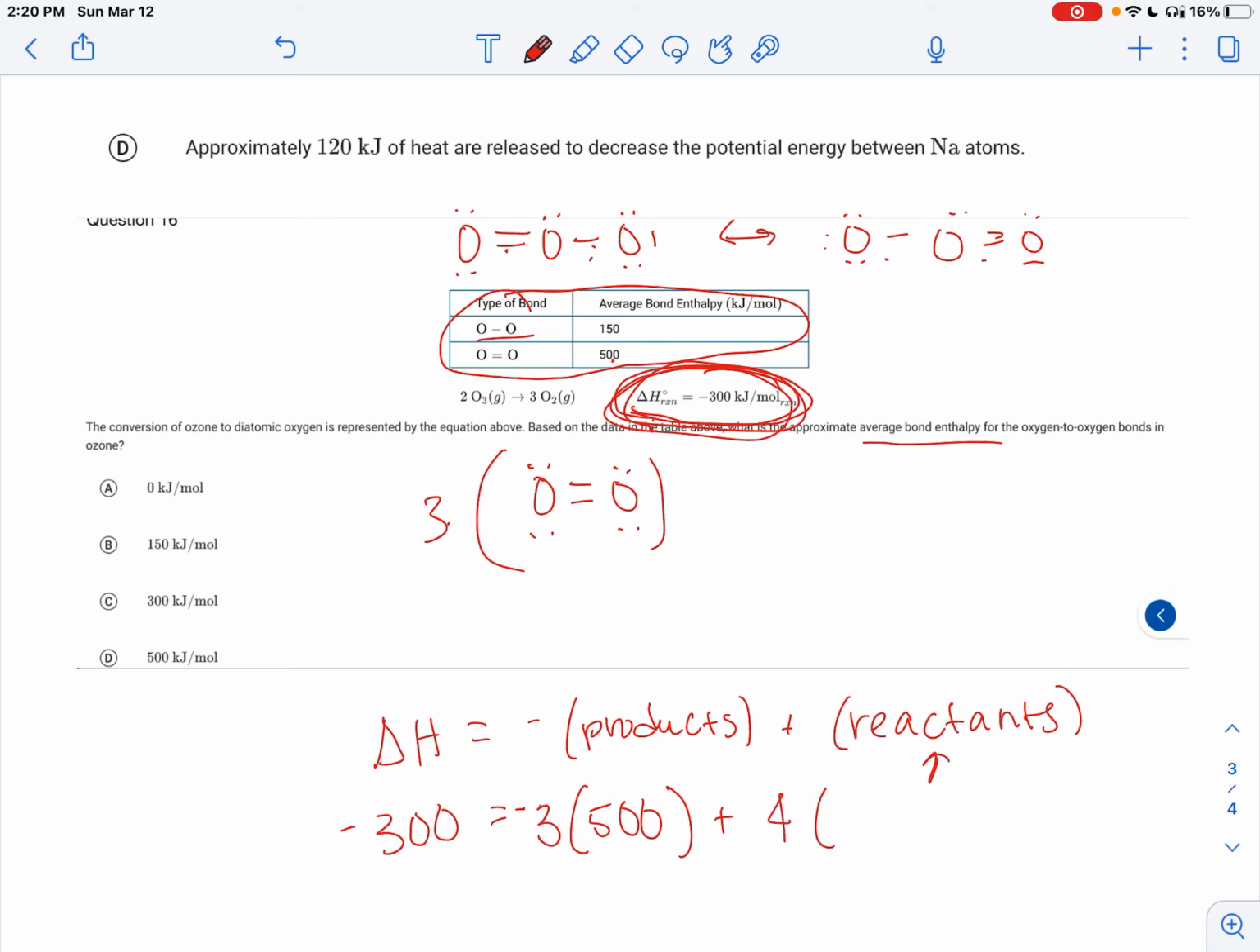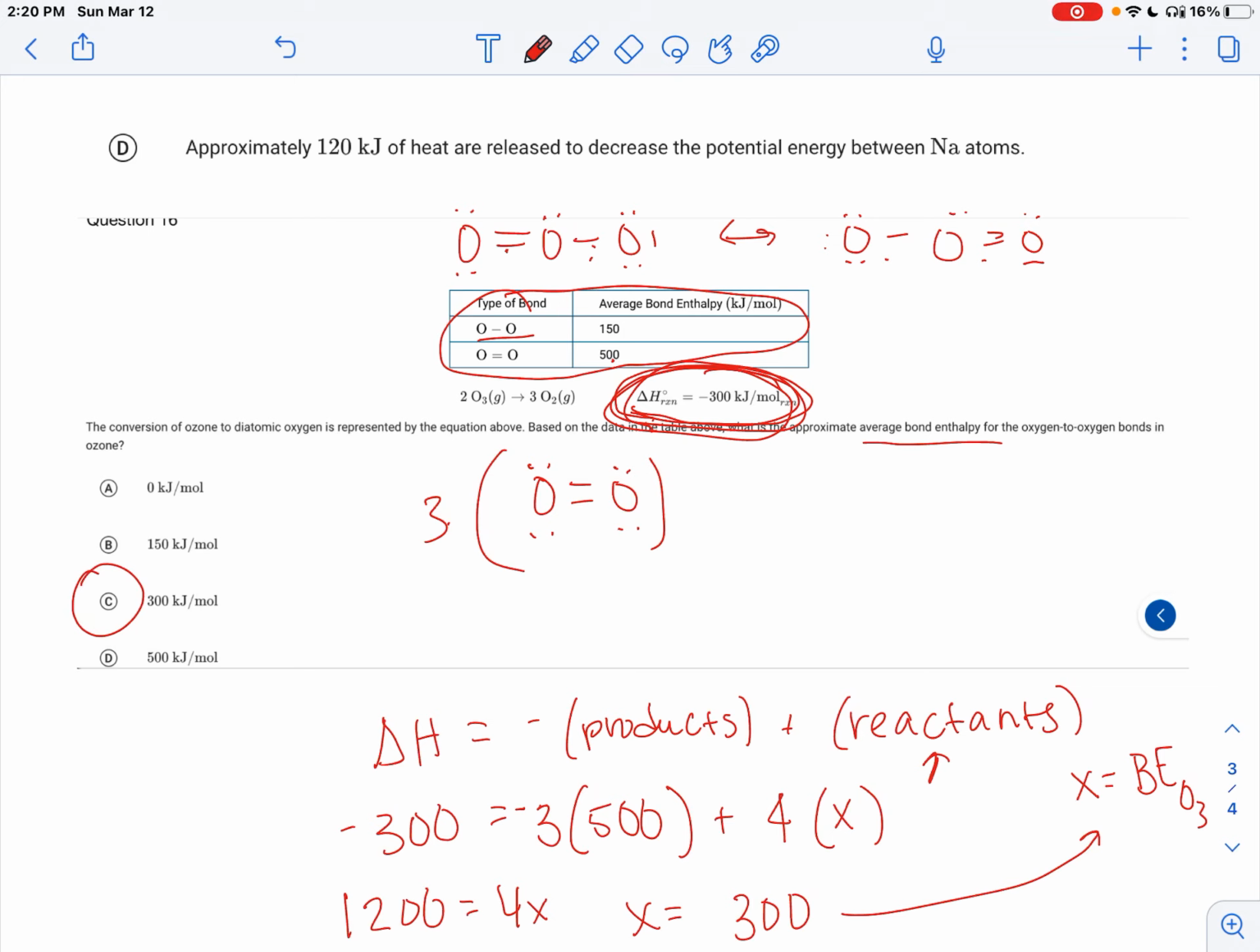So you can do 4 times X, and in this case, X is going to be the bond enthalpy for O3. Okay, so the idea behind it is that in a resonance structure, all the bonds will have the same bond enthalpy, just like they'll have the same bond order. They have the same bond enthalpy, but we don't know what it is because it's not in the chart. There's nothing in the chart for resonance. So what you have to do is solve. So if we solve this, we get 1,500 minus 300, so we get 1,200 is equal to 4x. So x is 300. That is going to be the bond enthalpy of O3. So that's how we get C.